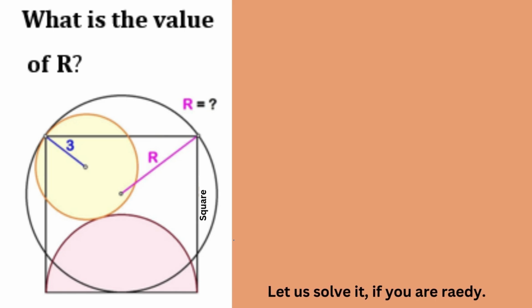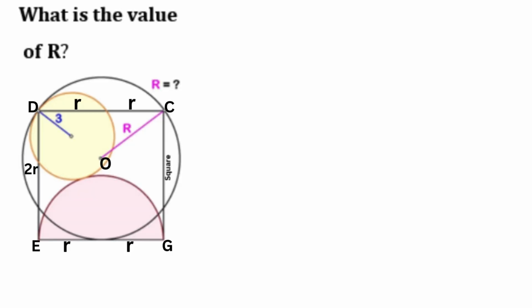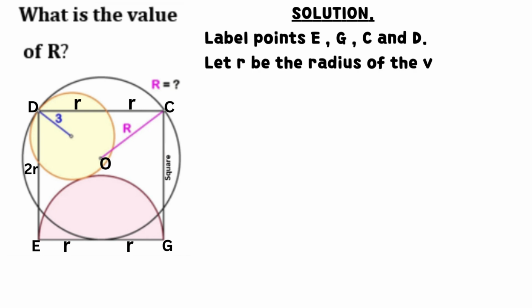What is the value of r, the radius of the circumscribed circle? Line constructions, triangular rules, and cosine rule are used to solve this question. Label points E, G, C, and D. Let A be the radius of the violet semicircle.